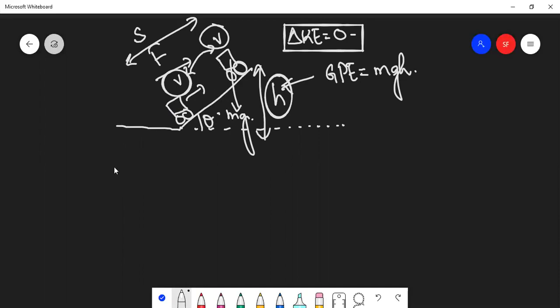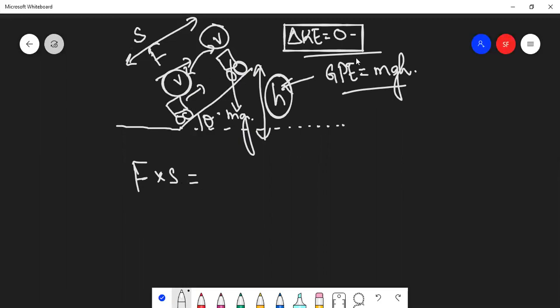Now tell me, what's the total work done by the engine of this cart? If F is a forward force and s is the distance covered, force into displacement, F into s. And what will it get converted to? How many forms of energies? It is work done, but it is converted to other forms of energies as well, right?